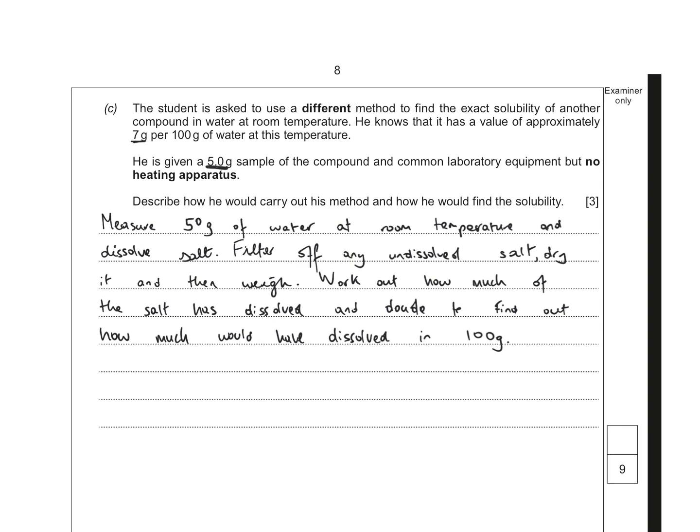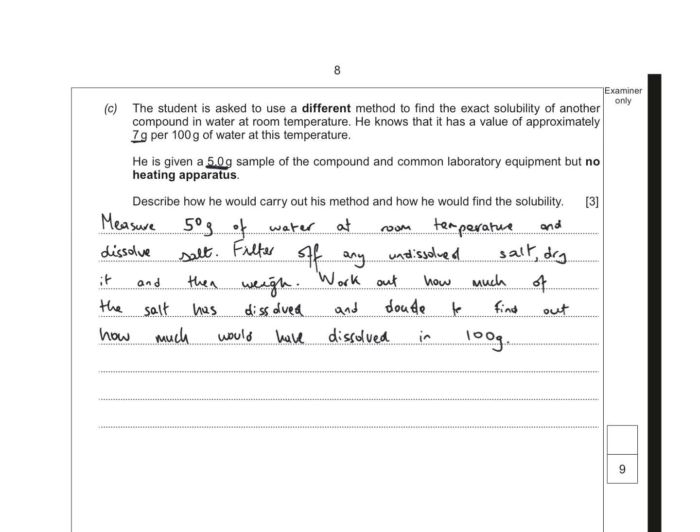The student is asked to use a different method to find the exact solubility of another compound in water at room temperature. He knows that it has a value of approximately 7 grams per 100 grams of water at this temperature. He's given a 5 gram sample of the compound and common laboratory equipment but no heating apparatus. Describe how he would carry out his method and how we would find the solubility.